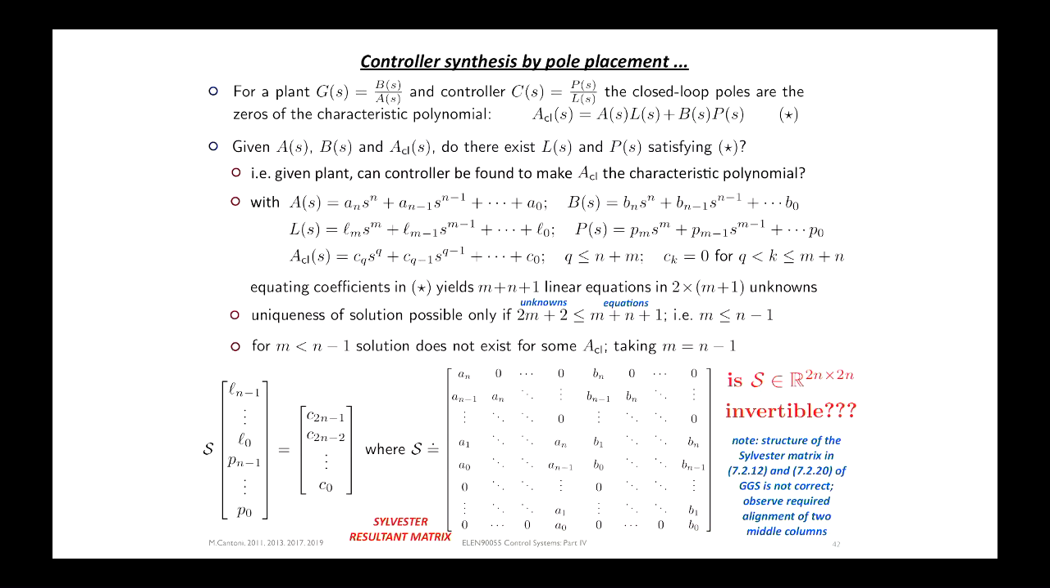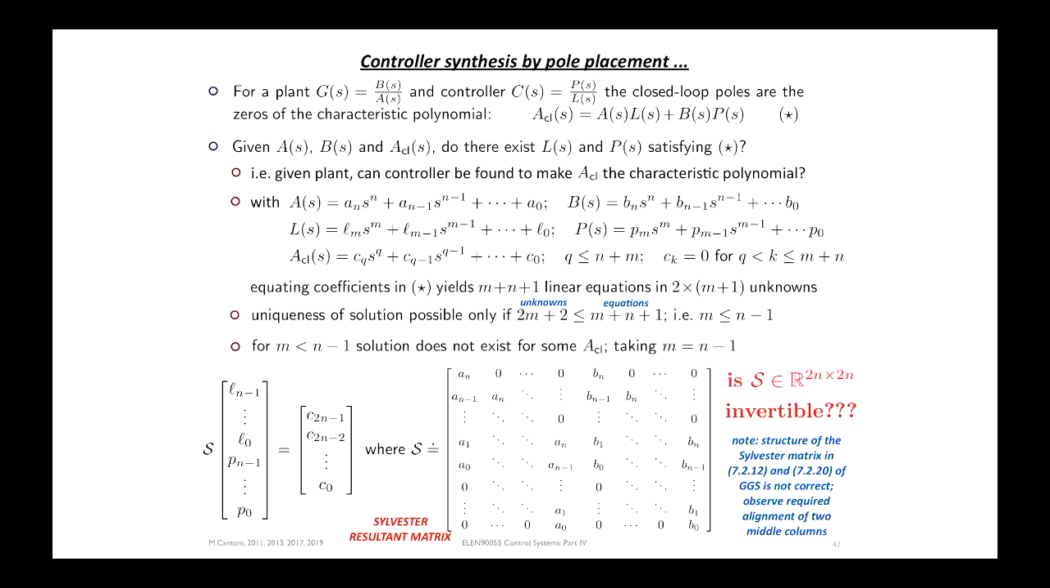So if you like, we're going to specify what this polynomial is. You can specify what a polynomial is by specifying where its zeros are. And so the job is to then find P and L, given A and B, to make this have desired characteristics. So the question is, do there always exist L and P satisfying this equation when we've specified what A_CL is? Well, let's think about what this is.